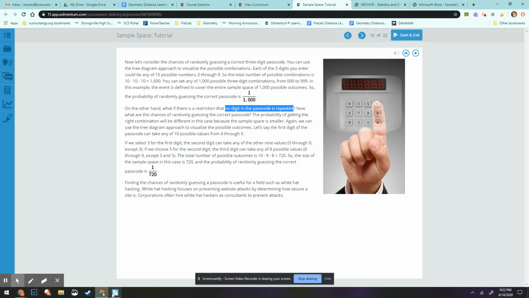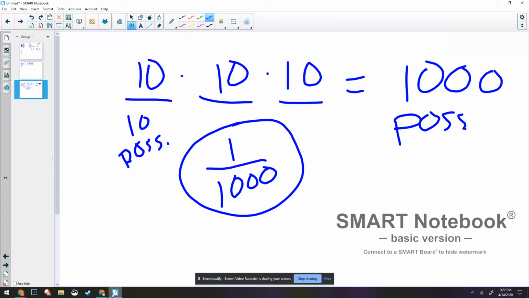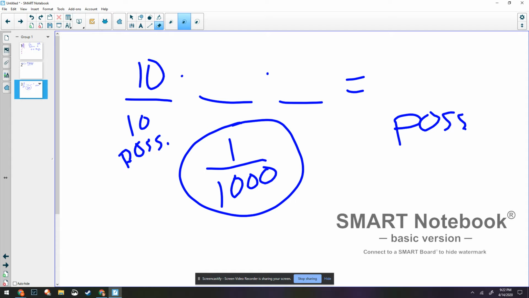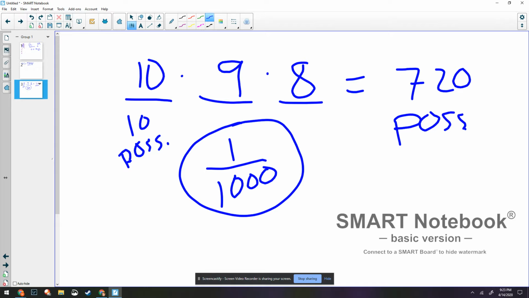Now this next thing, it says, what if no digit in that passcode could be repeated? Well, it's going to change things a little bit. Okay? If no digit can be repeated, that's going to change these, and we'll get rid of that. So if no digit can be repeated, you still have 10 choices for that first one. So now for that second one, you only have 9. And then for that third one, you only have 8. Okay, so you're going to do 10 times 9 times 8, which actually then only gives you 720 possibilities.